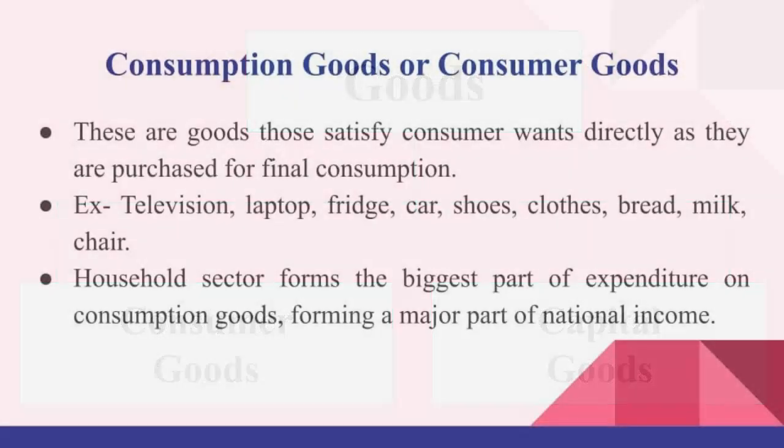So there are two broad categories of goods: consumption goods, also known as consumer goods, and the second one is capital goods. Consumption or consumer goods are those goods that satisfy consumer wants directly as they are purchased for final consumption, such as television, laptop, fridge, car, shoes, clothes, bread, milk, chair. So, these are the goods that we go to the market and purchase and consume directly to satisfy our needs and wants. Household sector forms the biggest part of expenditure on consumption goods, forming a major contribution in the national income of the entire country.